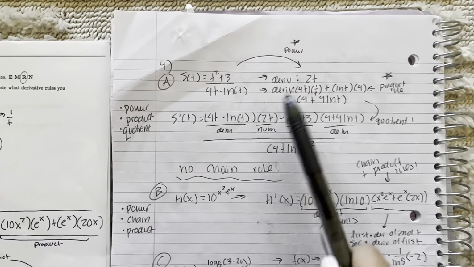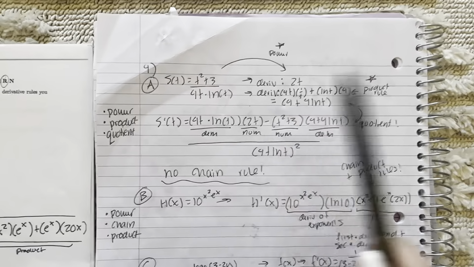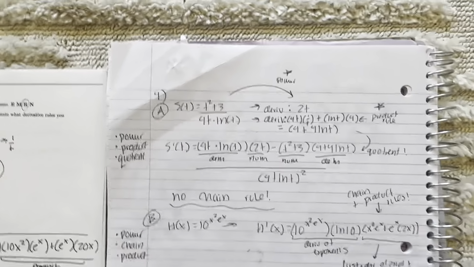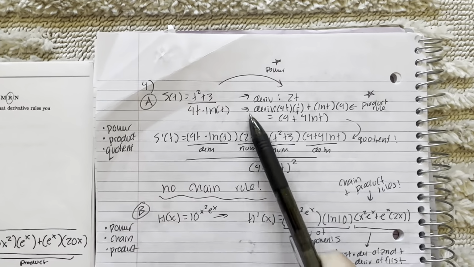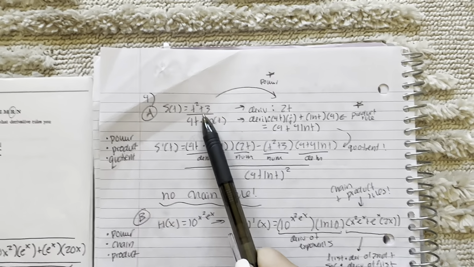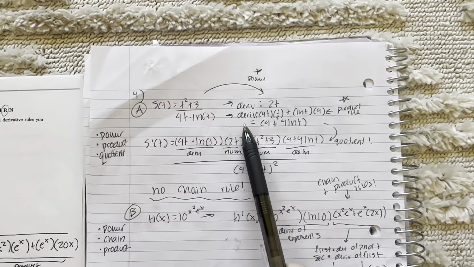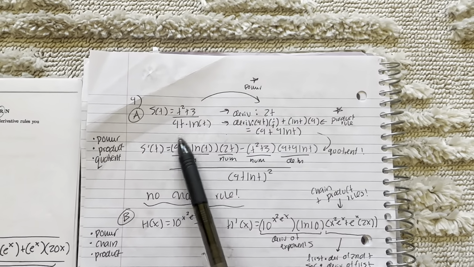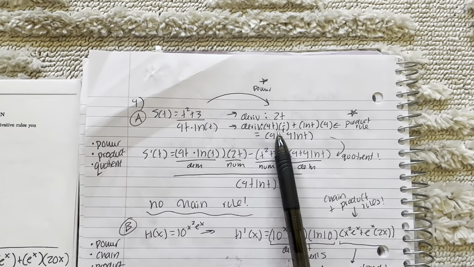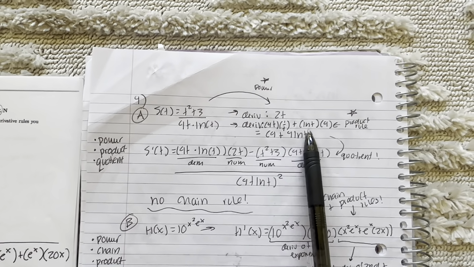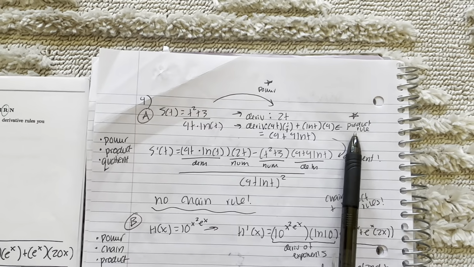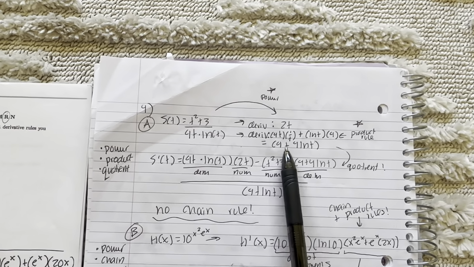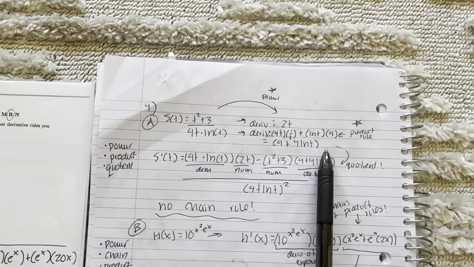So here we go. First, this is something I learned in your class, and it's something I really love for organizational purposes. So the derivative of the numerator is 2t, and the derivative of the denominator, using the product rule for both terms, is 4t times 1 over t plus natural log t times 4, and this equals out to 4 plus 4 natural log t.